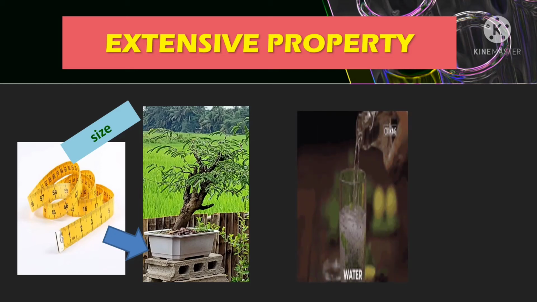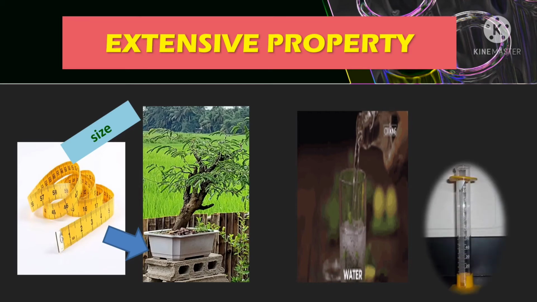On the other hand, we will be able to determine the amount of water poured into this glass by measuring its volume. And for accurate measurement, we can use the graduated cylinder. And that volume is an example of extensive property because volume depends on how much water is being poured inside that glass. It depends on the amount of substance present inside the container.